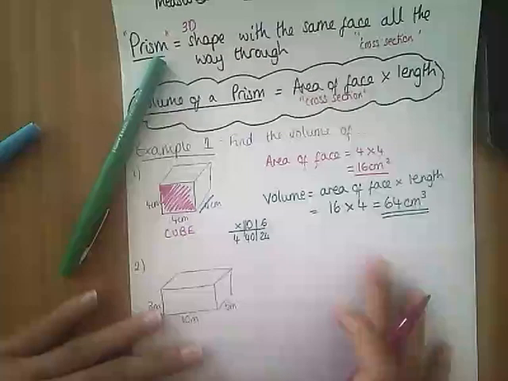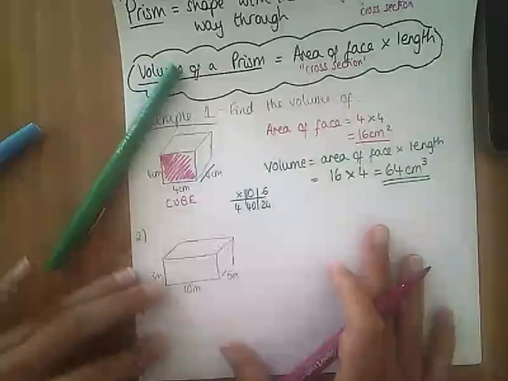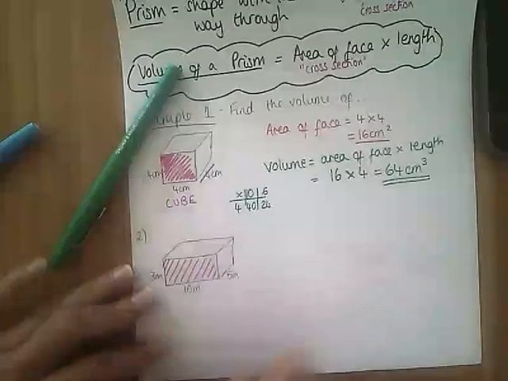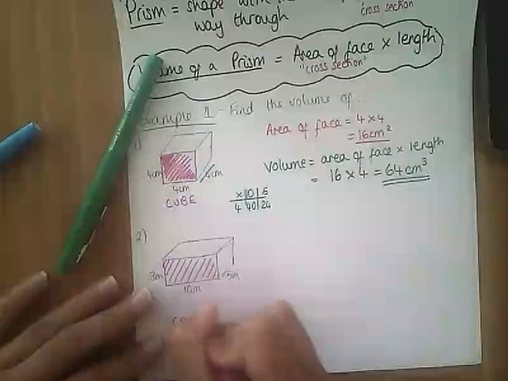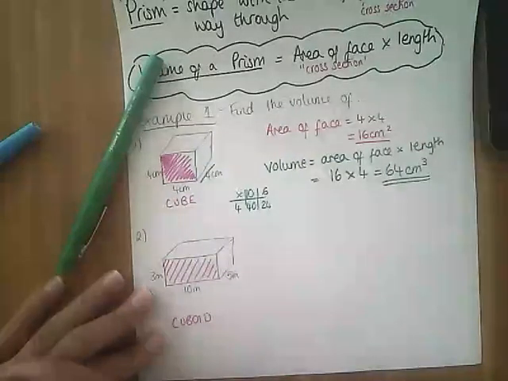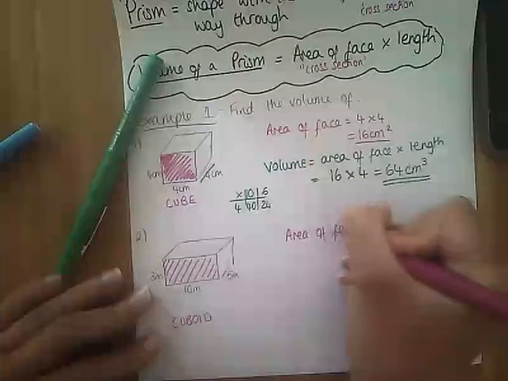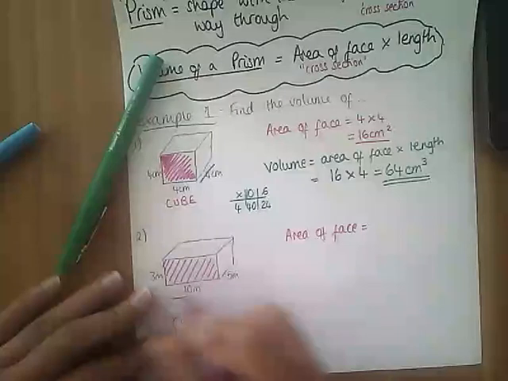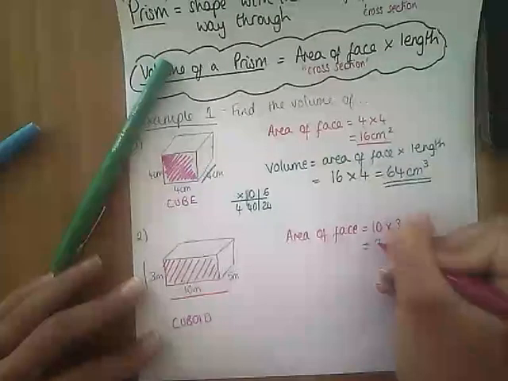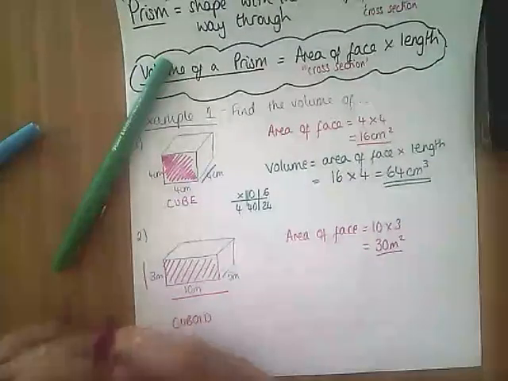Okay, question 2. We need to identify the face. So the face is going to be this rectangle here. If the face is a rectangle, what is this 3D shape? It's a cuboid. You don't have to write that down because it hasn't asked us, but I'm just showing you. So how do we get the area of the face? Well, the area of a rectangle is length times width, or base times height. So it's 10 times 3. Area of the face is 10 times 3, which is 30. This is in metres, so that's metres squared. It's area, so it's in metres squared.